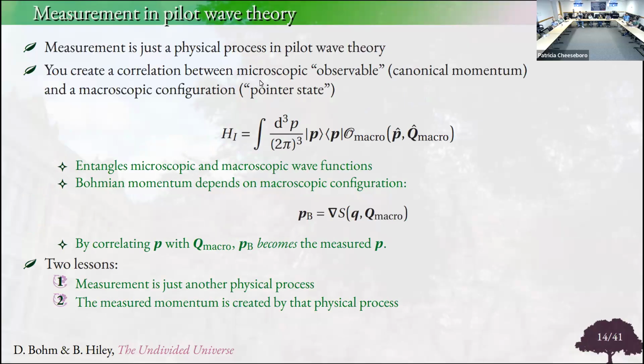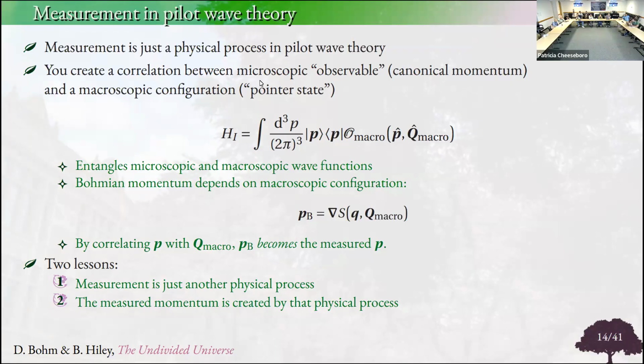So how do you do a measurement? In pilot wave theory, measurement is just another physical process. You have some sort of interaction Hamiltonian that creates a correlation between the canonical momentum of your microscopic system and some macroscopic configuration. You set something up so that if the particle goes through with one momentum, the pointer turns a certain amount. If it's going faster, the pointer turns more. Maybe you use deflections with magnetic fields or something like that to help measure the momentum.